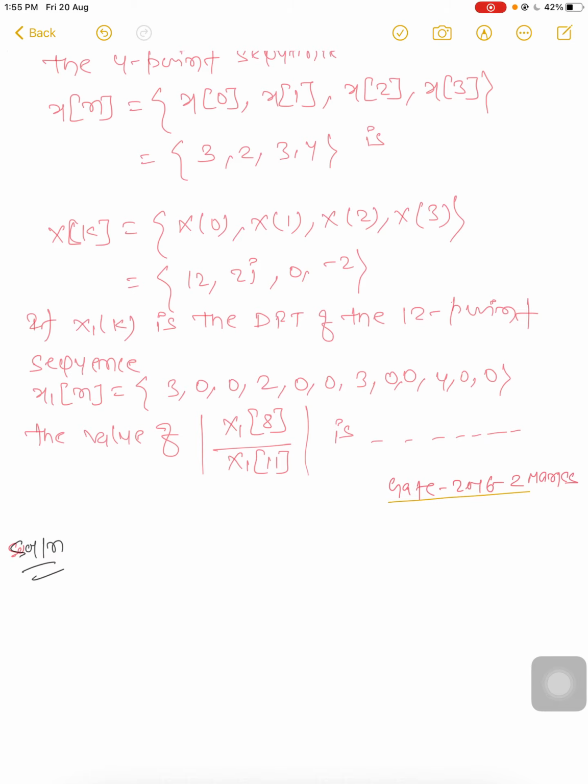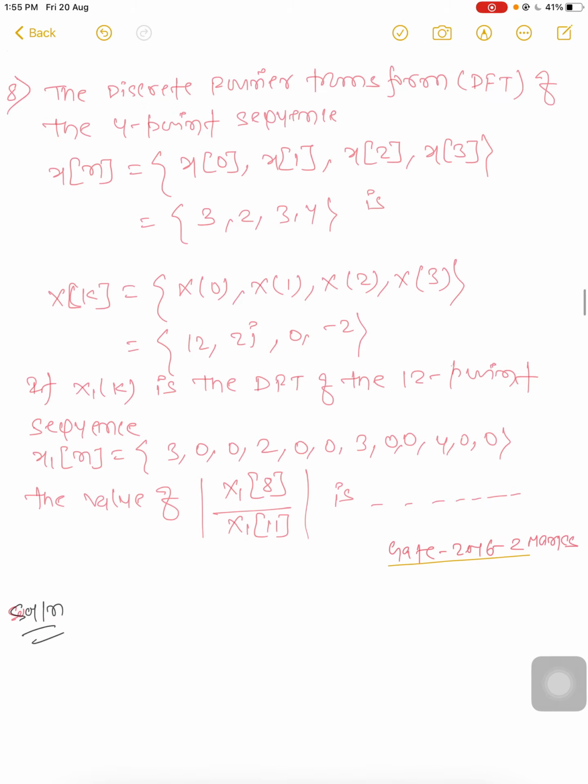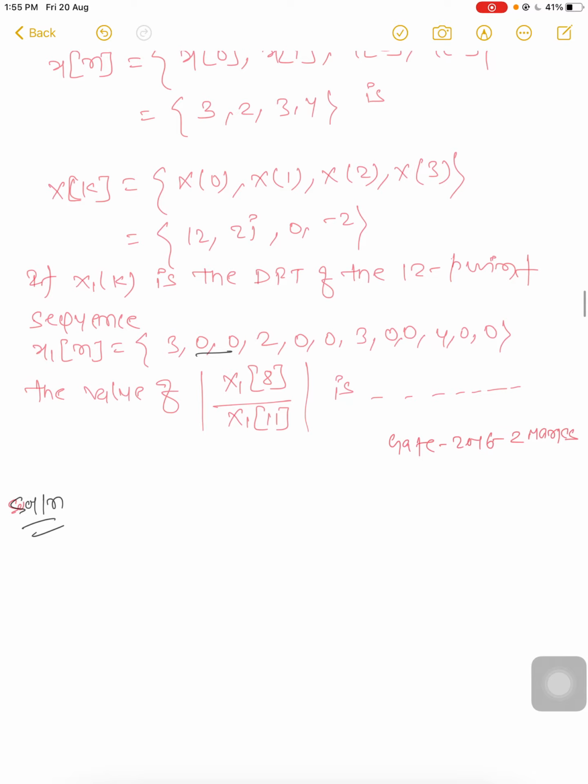Okay, so first think about x1n. X1n is nothing but xn with zero padding, two elements of zero padding between the two elements. When you take the summation, it comes the same. Okay, so check it first. See, or think about Xk. What is Xk?